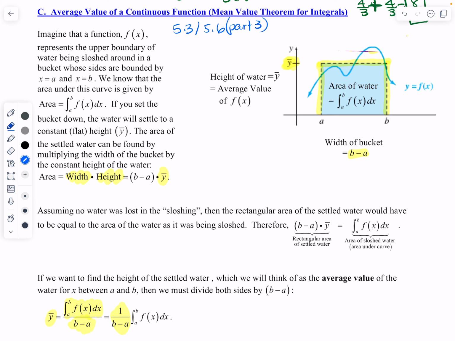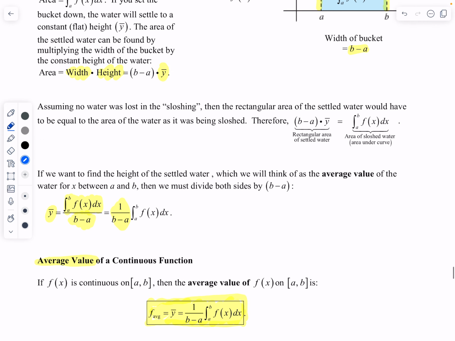Okay, so assuming that no water is lost in the sloshing, then the rectangular area of the settled water would have to be equal to the area of the water that is being sloshed. So therefore, b minus a, which is the width, times the height, which is y bar, is equal to the integration from a to b of the function f of x dx. If we want to find the height of the settled water, which we think of as the average value, then we can isolate y bar by dividing everything by b minus a. So that's how I got the integration from a to b of f of x dx over b minus a, or we can say 1 over b minus a, the integration from a to b of f of x dx.